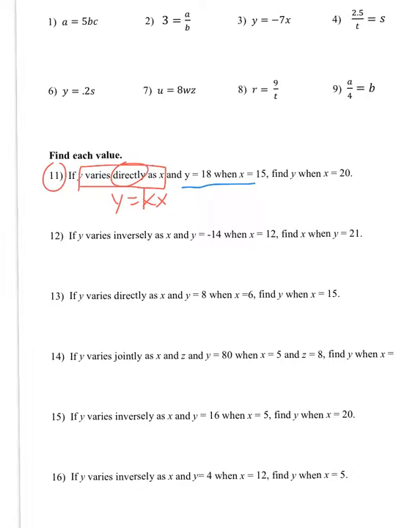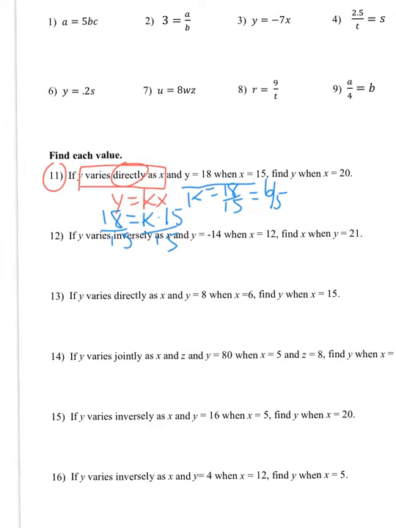So what we've got to do is find k first. We're going to put 18 in for y, and I'm going to leave a k in it times 15. If I solve for k, I'm going to divide by 15. So I get k is equal to 18 over 15. Let's go ahead and reduce that to 6 over 5. So there's my variation constant.